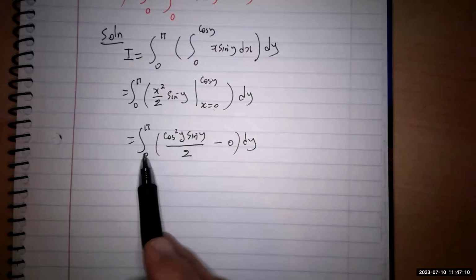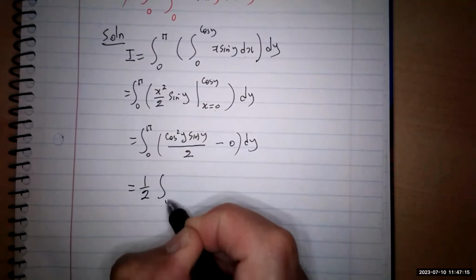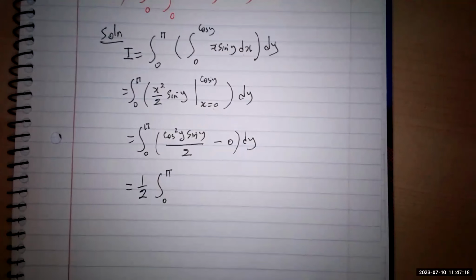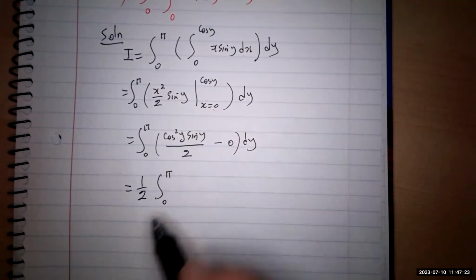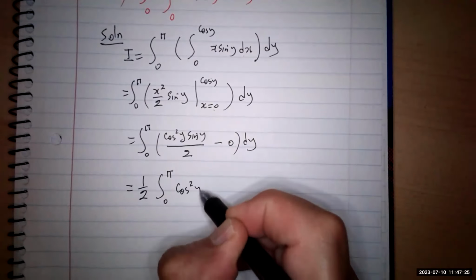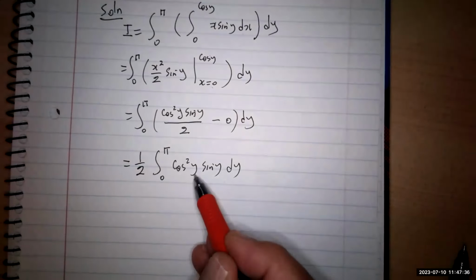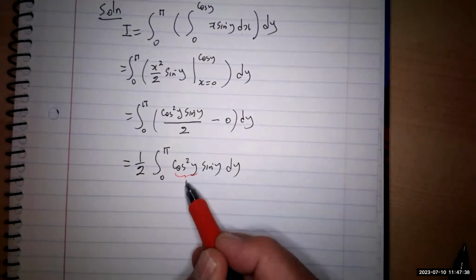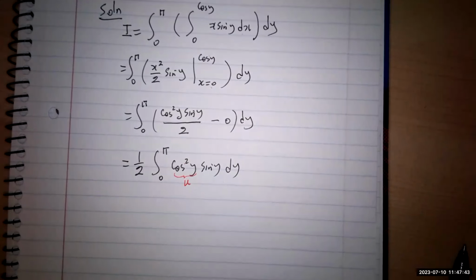Okay, you can pull out this 1/2 as a constant, and the 0 will be over there. So that gives 1/2, integral from 0 to pi. So what you have now is cosine squared of y, sine of y, then the dy. You know that again, you have to use u substitution. You have to take u to be cosine of y to make it into u squared, and you need the u prime for the du. The derivative of cosine would be negative sine.